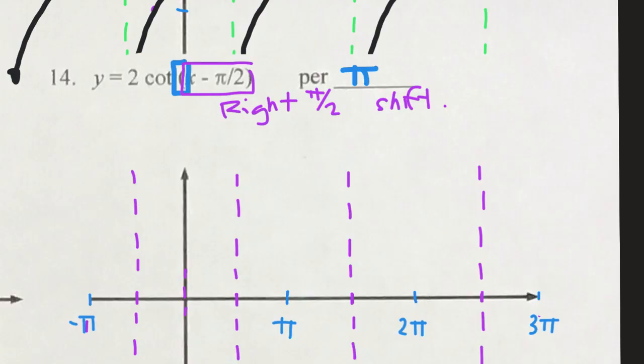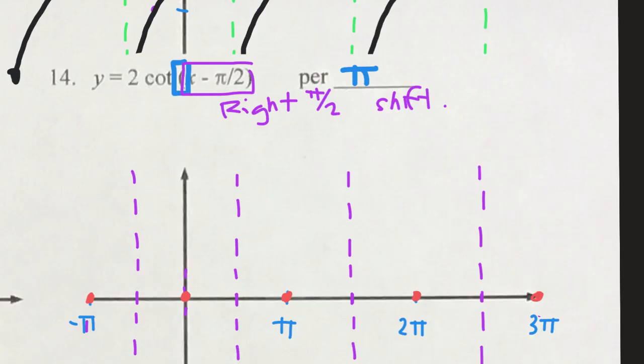Now let's put in our zeros. The zeros always go in the middle of your asymptotes. So at the origin, and at pi, and at 2 pi, and at 3 pi. These are going to be the zeros where your graph crosses the midline, which in this case happens to be the x-axis because there's no vertical shifting.